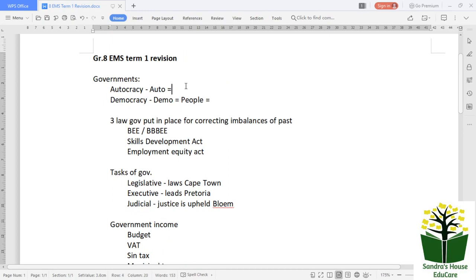An autocratic government, the word auto means self, which means that the president or dictator usually makes the decisions himself, and the people of the country are not consulted in decision making.